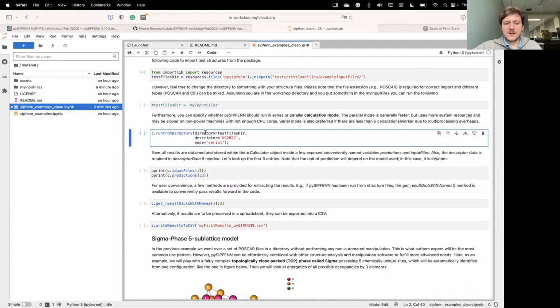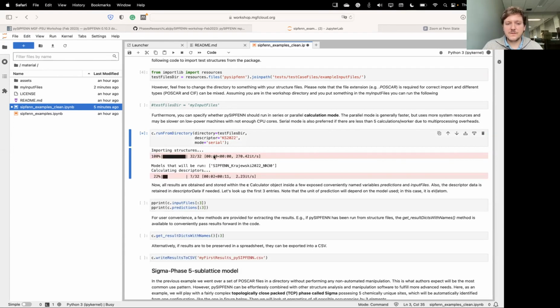What you do have to specify is the directory, of course, but also what is the descriptor that you're trying to use. From my introduction, I showed you the difference between Ward 2017 and KS2022. This one is much faster, but this one has only one neural network that's still experimental. The other one has 3 neural networks that we used extensively in our research. And the mode of calculation is either serial or parallel. Parallel is going to use more cores and it's much faster. But right now, let's just do serial.